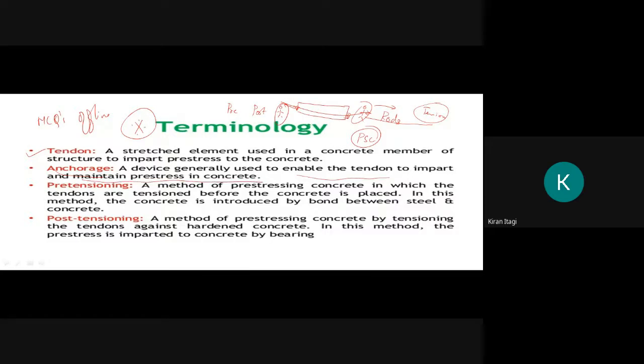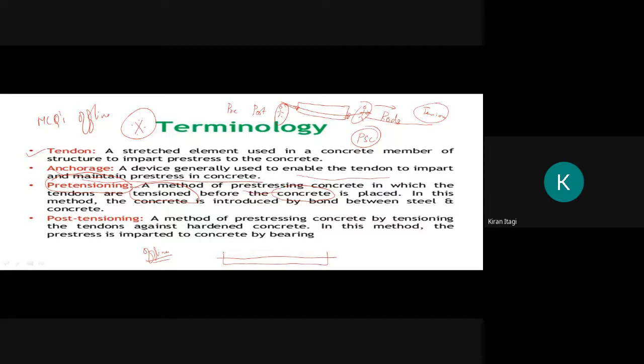What do you mean by pre-tensioning? The word itself says, pre means before. A method of pre-stressing concrete in which the tendons are tensioned, very important, the tendons are tensioned before the concrete is placed. So in offline mode also, he will ask the procedure. I will just give a brief about it. Later we will go deeply.